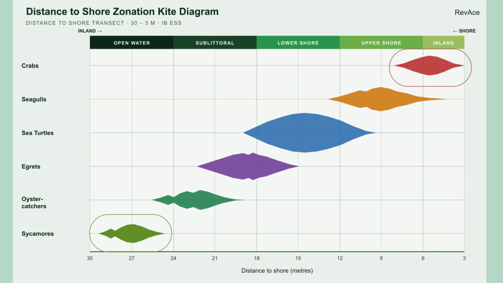A kite diagram is, in this way, an exact representation of zonation along a graph. The change in community along an environmental gradient. The community is on the y-axis, and the gradient is on the x-axis. Let's have a look at crabs. The widest point of the kite shows where the greatest number of crabs live along this transect of distance to shore. The kite is widest at around 5 meters away from the shore. Similarly, you can read where each animal is most abundant by looking at the widest point of the kite. This is how you can read a kite diagram.